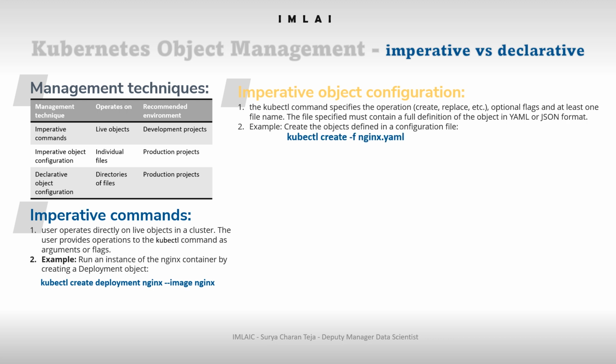So for example, again we have taken the same case: run an instance of the nginx container. For that it's pretty simple. We say kubectl create, which remains the same, option -f, and then you give the definition file, that is nginx.yaml. This is our definition file. You can call it a definition file, or sometimes a configuration file. However it may be, it's going to create the respective deployment object.